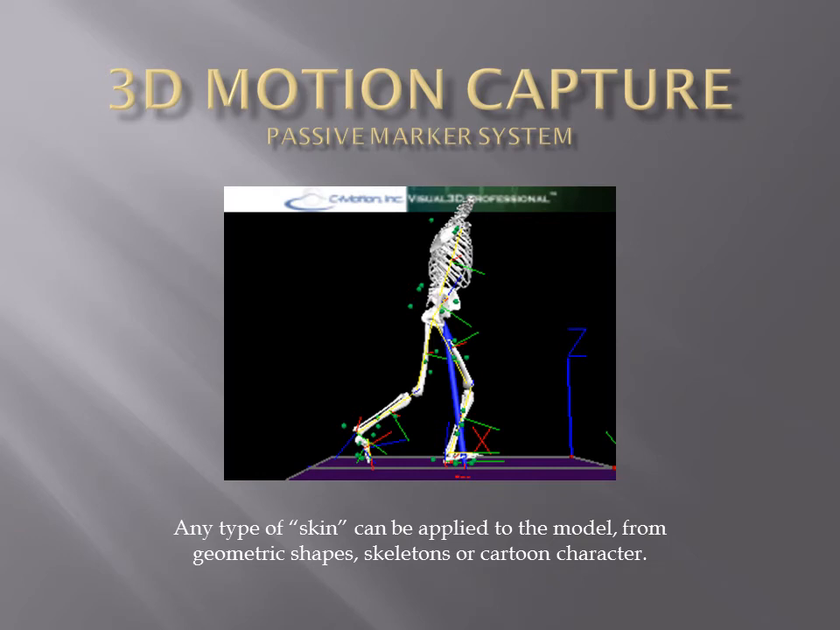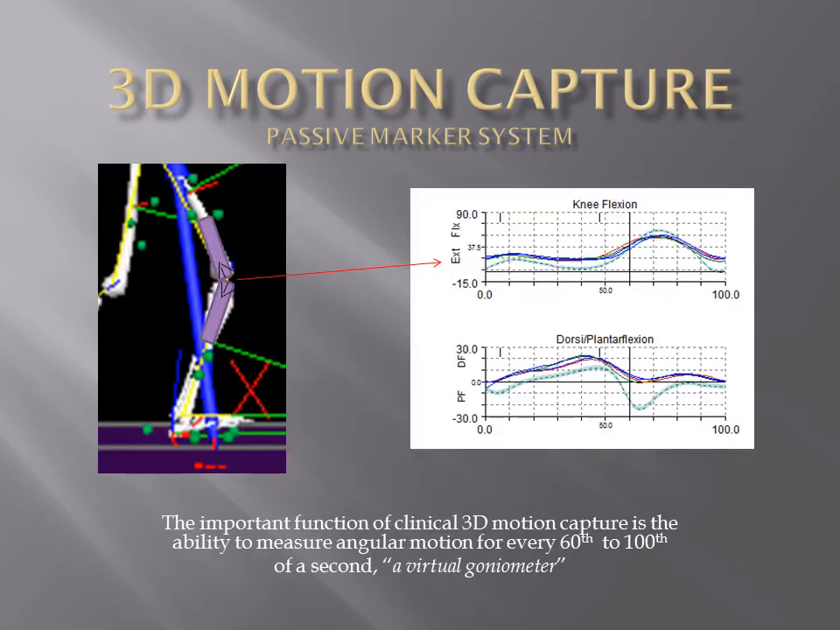In most cases, for clinical analysis, skeletons are used, but other cartoon characters such as Jar Jar Binks or any other iRobot or other types of movie characters can be placed over those skins. But more importantly for us is the use of motion capture as a virtual goniometer, where for every 60th to 100th of a second, the position of each one of those limb segments in the 3 planes of motion is measured within 1 or 2 degrees of accuracy.